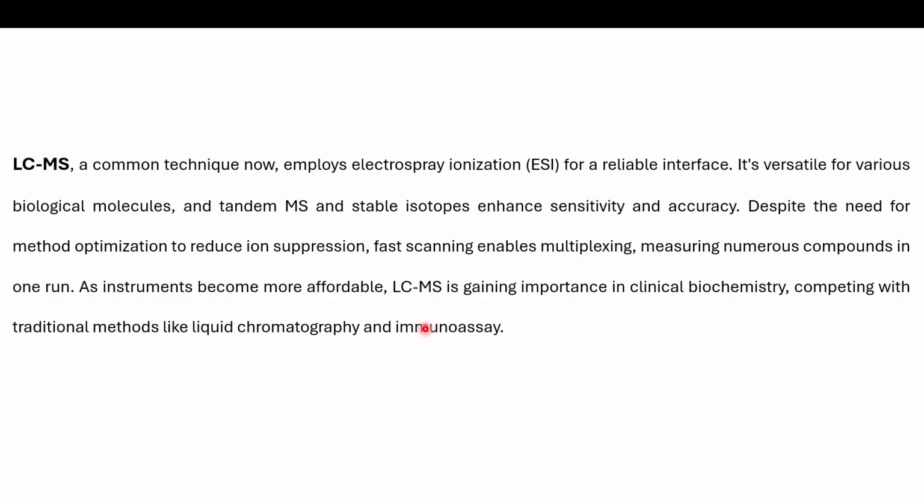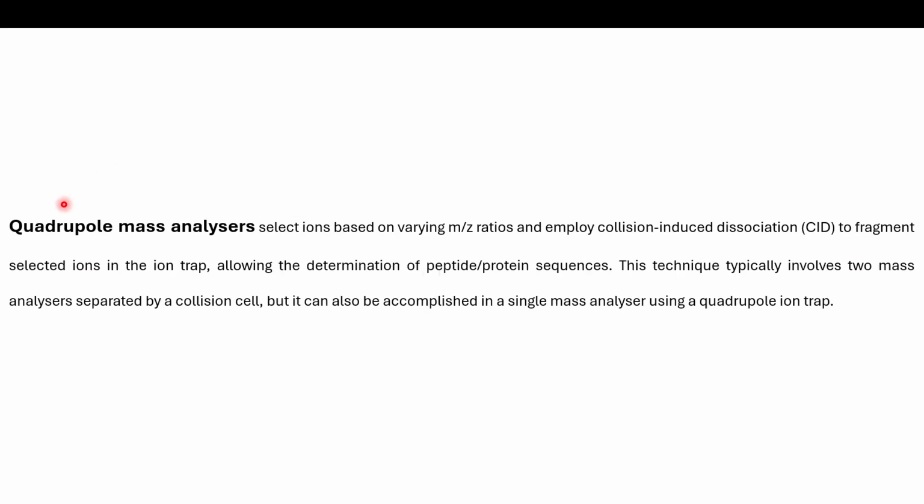As instruments become more affordable, LCMS is gaining importance in clinical biochemistry, competing with traditional methods like liquid chromatography and immunoassays. Then there are quadrupole mass analyzers, which select the ions, whatever charged particles one has generated, based on varying m by z ratios, and employ collision induced dissociation to fragment the selected ions in the ion trap, allowing the determination of peptide or protein sequences. This technique typically involves two mass analyzers separated by a collision cell, but it can also be accomplished in a single mass analyzer; basically the setup differs.